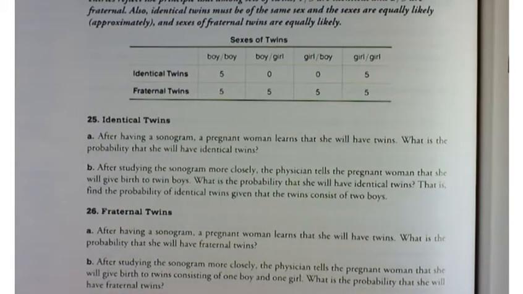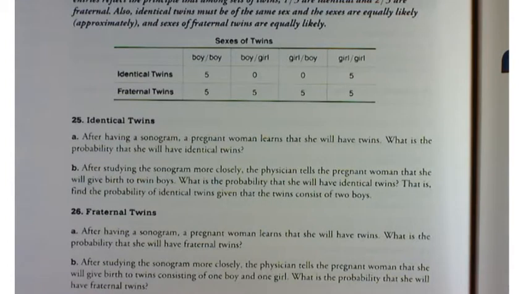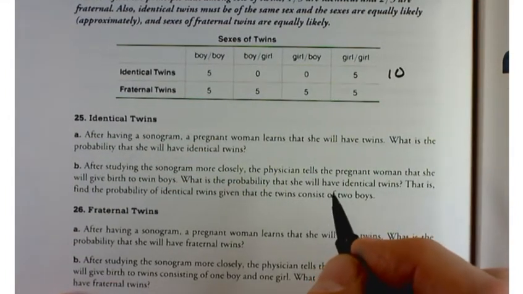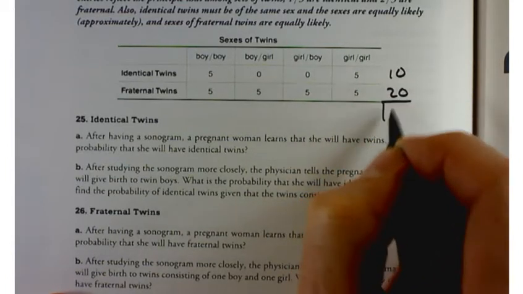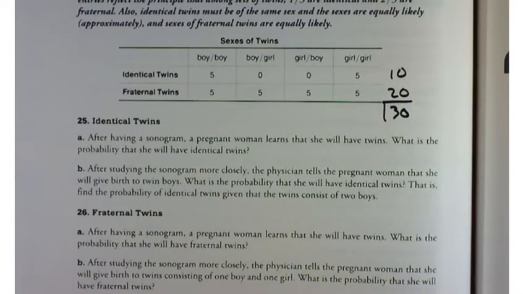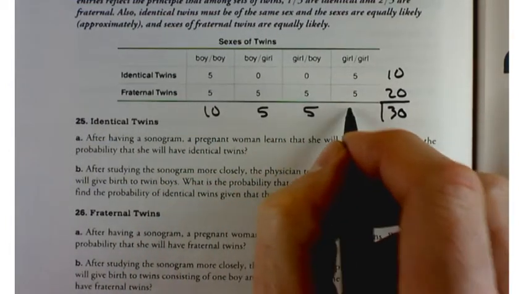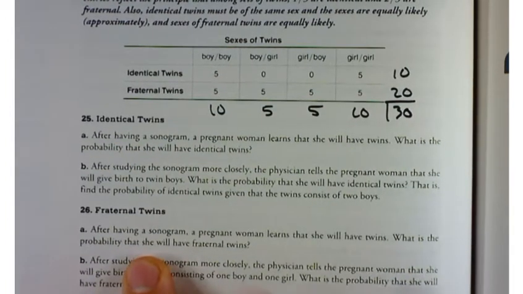After having a sonogram, a pregnant woman learns that she will have twins. What is the probability that she will have fraternal twins? Let's do a little bit of work here right in the book. From this data, there are 10 sets of identical twins and 20 sets of fraternal twins, for a total of 30. And the other marginal totals will be 10, 5, 5, and 10, which again adds up to 30, so that's reassuring.